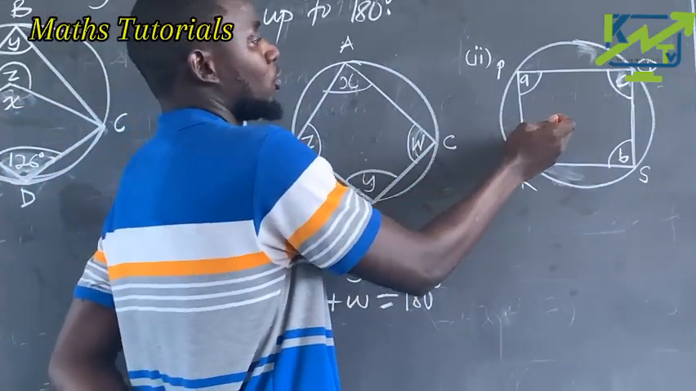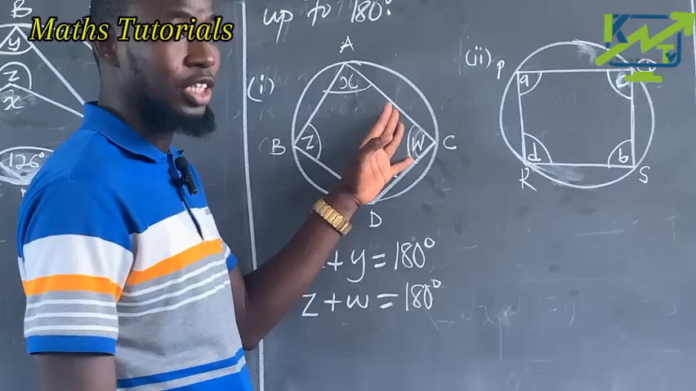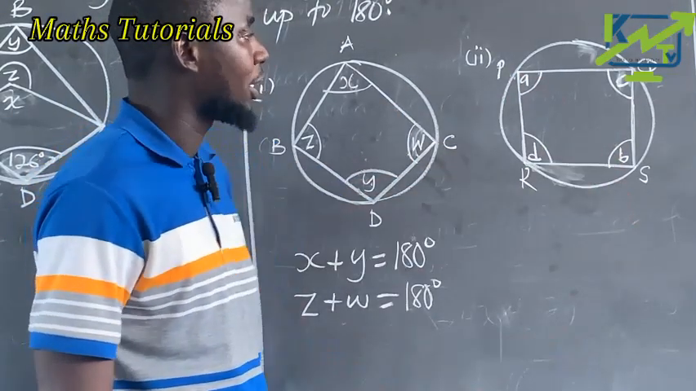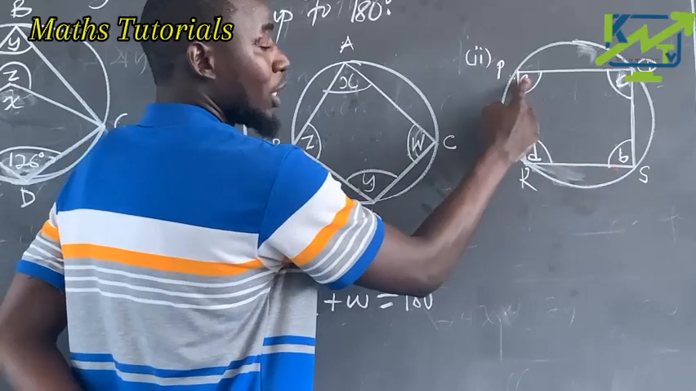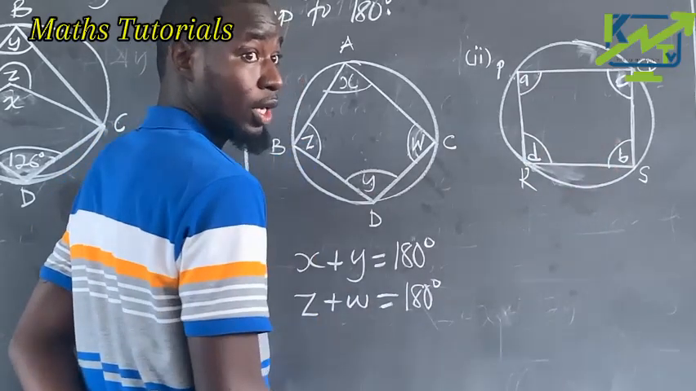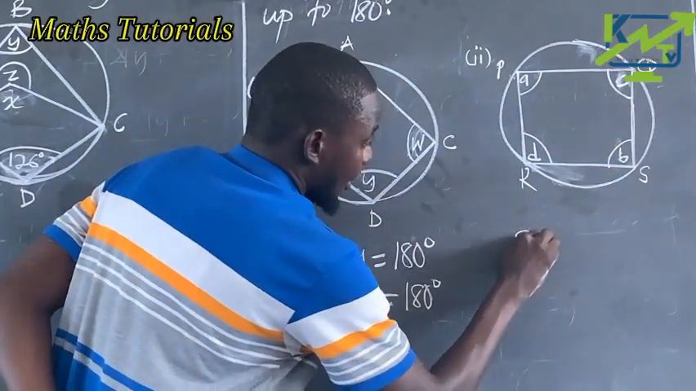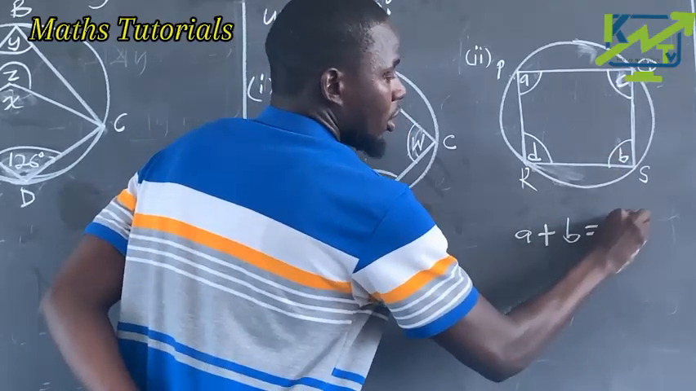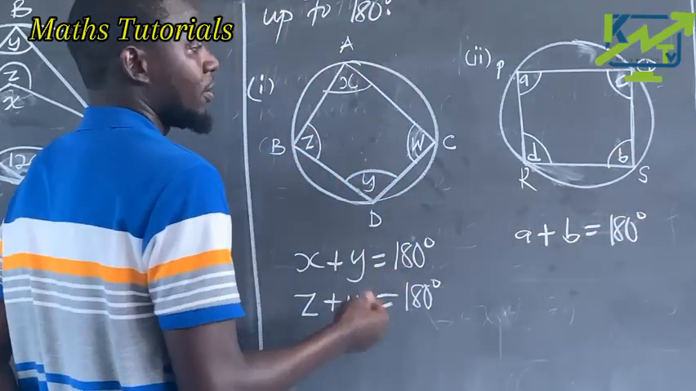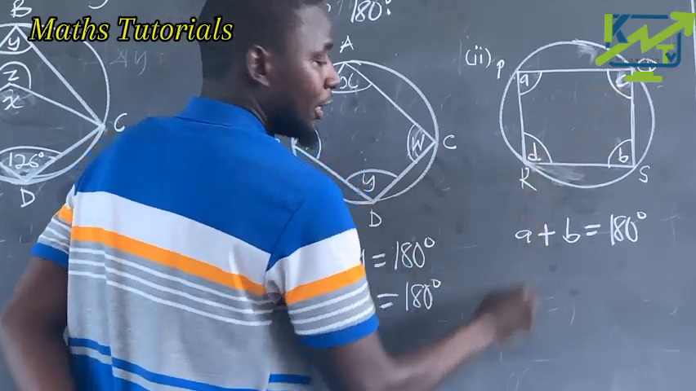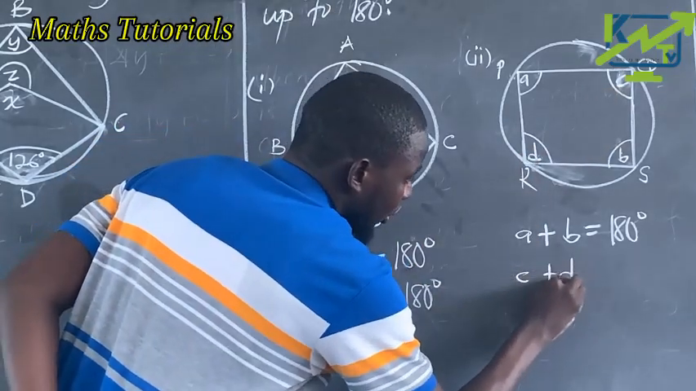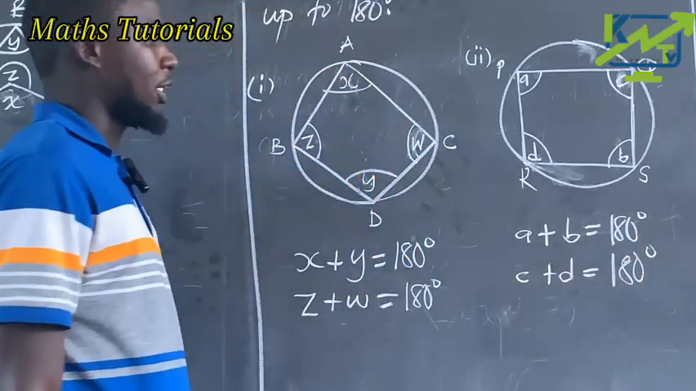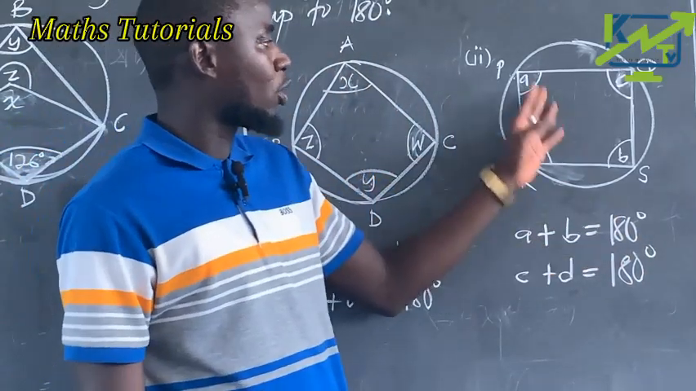The same thing here also. If you look at this one and this, they are talking about the same thing. Opposite angles of a cyclic quadrilateral add up to 180. So if I add these two, their sum must be equal to 180. So my A plus B must be equal to 180 degrees. For the same reason, here also your C plus B must be equal to 180 degrees. That is, opposite angles of a cyclic quadrilateral add up to 180.